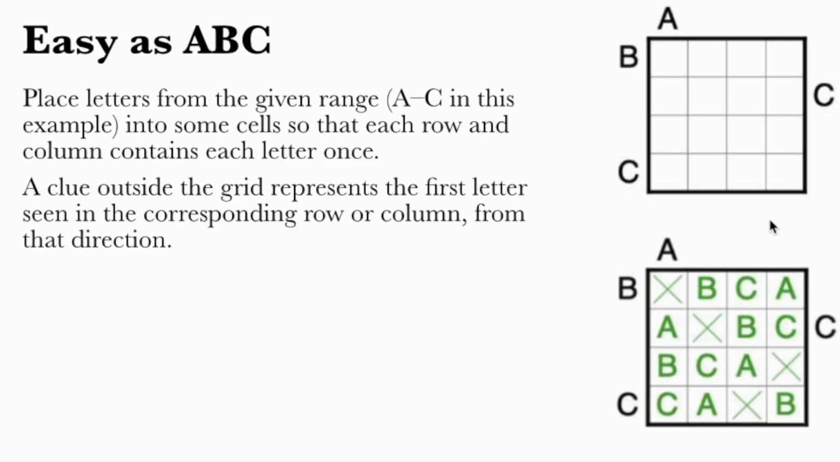So again, from the example, this A clue says that the first letter encountered in that column is an A. This B says the first letter in this row is a B. And the direction is important. So this C clue on the right is referring to this row, but from right to left rather than left to right. Those are all of the rules to Easy as ABC. So it's time to solve a puzzle.